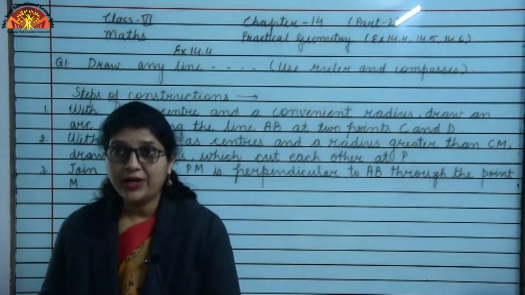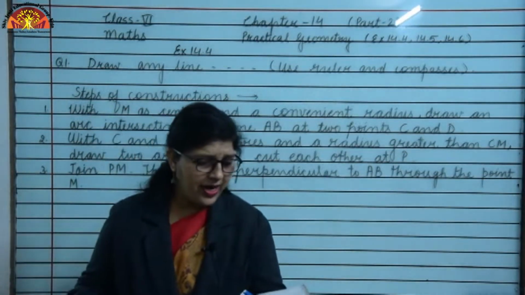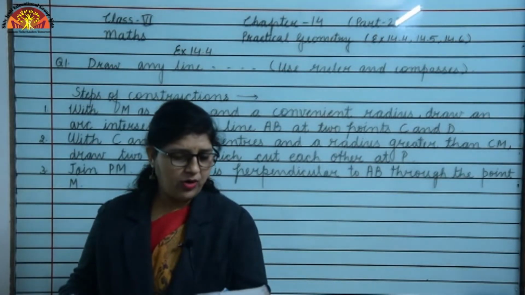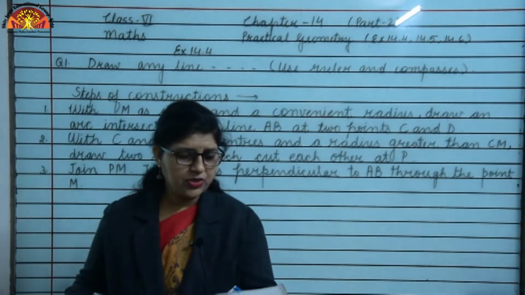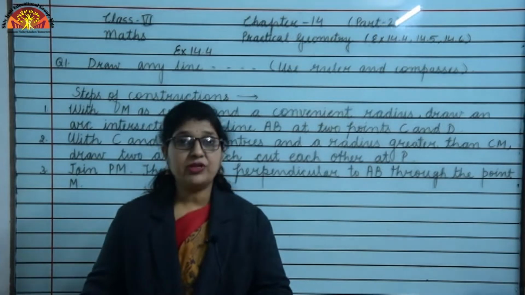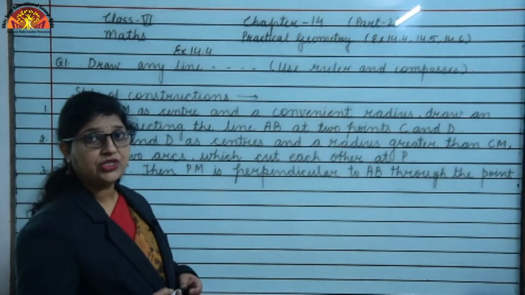Open page number 284. Question number 1 is draw any line segment AB. Mark any point M on it. Through M, draw a perpendicular to AB. Use ruler and compasses. Students, what will we do in this question? First we draw line segment AB and you write steps of constructions also.